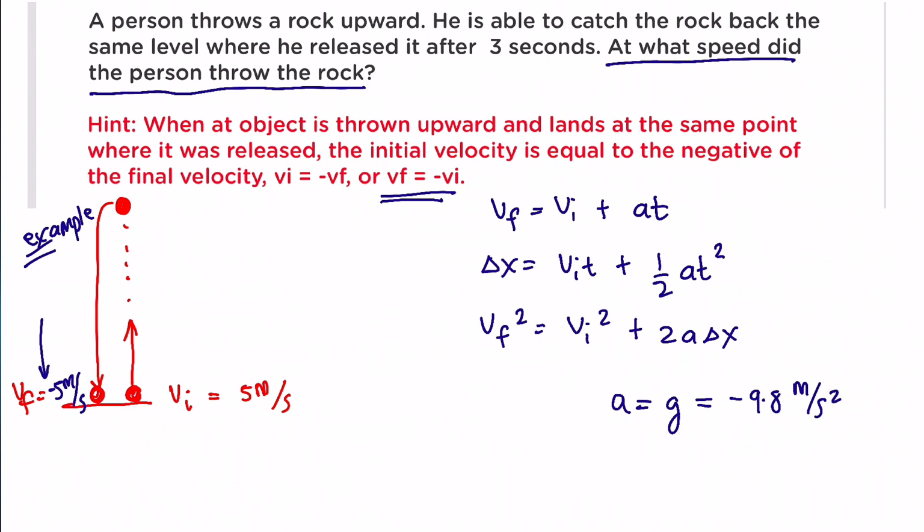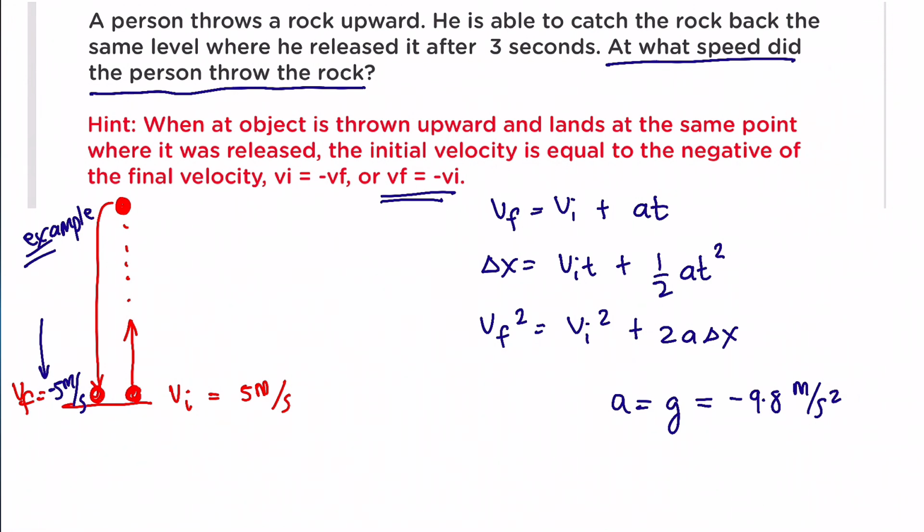Going back to the question, what should we solve for in this question? I think it's the initial velocity. All right. If we look at the problem, at what speed did the person throw the rock? Meaning to say, we need to solve for this velocity right here, the initial velocity, because this is the velocity with which the person throws the rock.